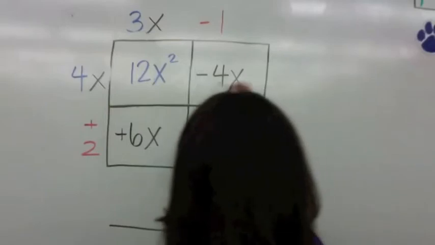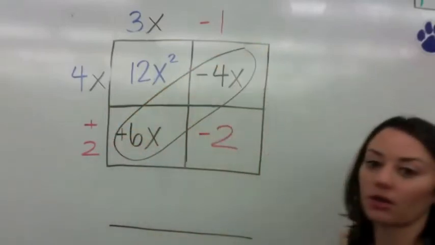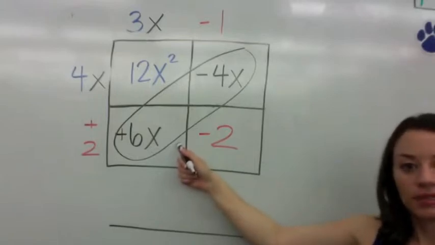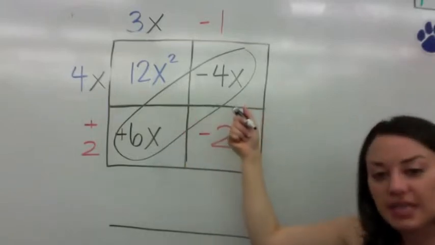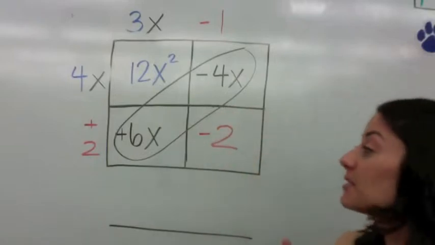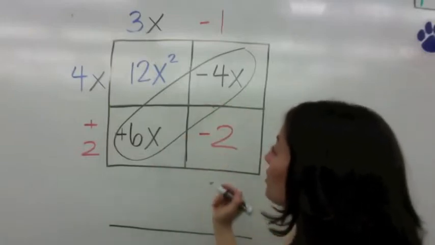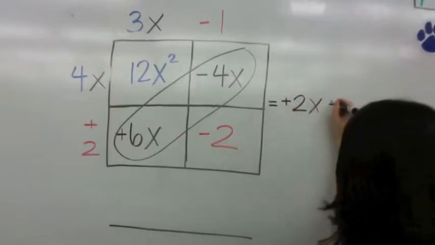Yes. We have a positive 6x and a negative 4x. Okay, which number is bigger? The 6, right? Okay. Do they have different signs? Positive 6 and negative 4? Yes. So what do you have to do? Say different signs, subtract. Keep the sign of the higher number. So 6 minus 4 is positive 2x. Don't forget, and this is called the linear term.